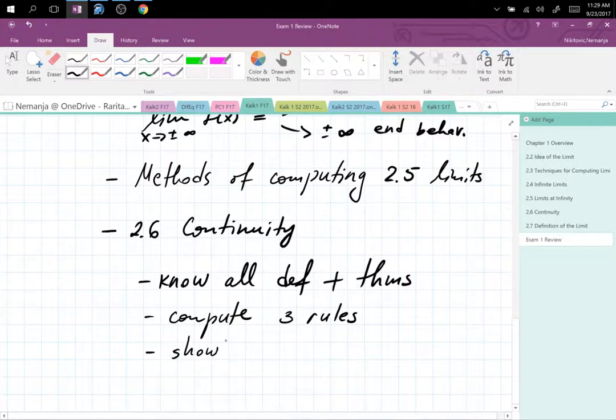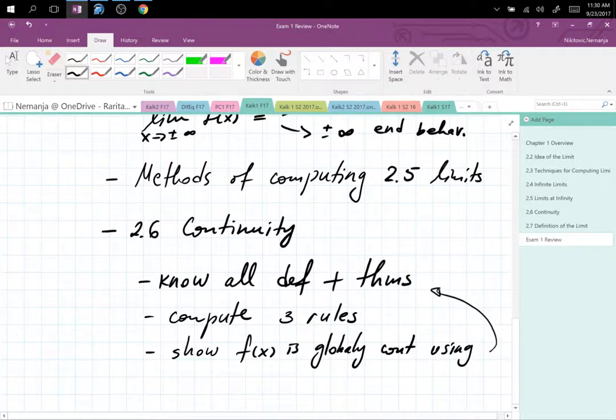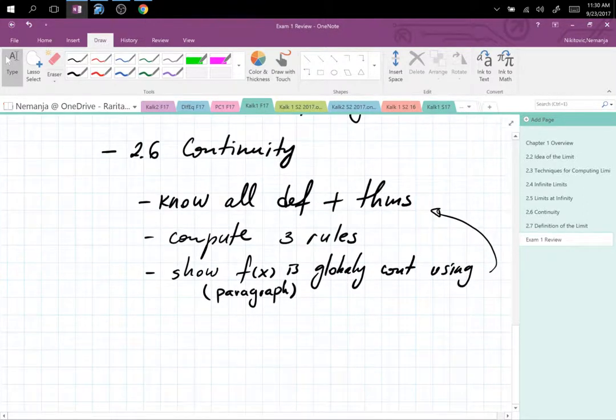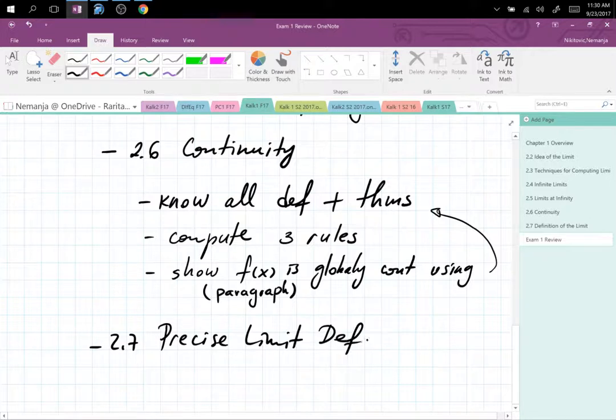Show f of x is globally continuous using, I'm just going to point the arrow, the theorems, right? So we did that problem with e to the x divided by x squared, and I showed you those calculus 2 problems that I did. So that kind of thing, you write a paragraph or something. Maybe I should write show, I'll put here paragraph. You know what that means. And finally 2.7, precise limit definition.